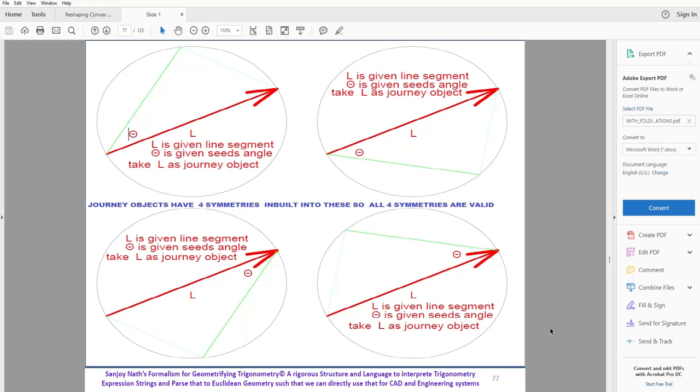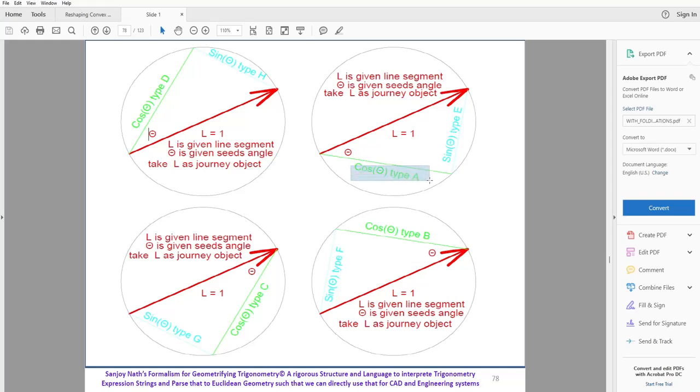In this picture you can see when L is given, then here we are showing L, then cos theta of type A, sin theta of type E, cos theta of type B. Here is the cos theta of type A, here is the cos theta of type B, here is the cos theta of type C, and here is the cos theta of type D. And for the cos theta of type A, we get the complement line segment as a sin theta of type E.